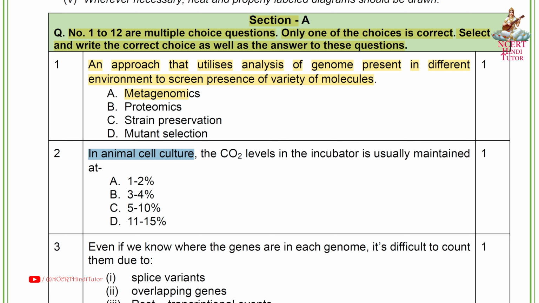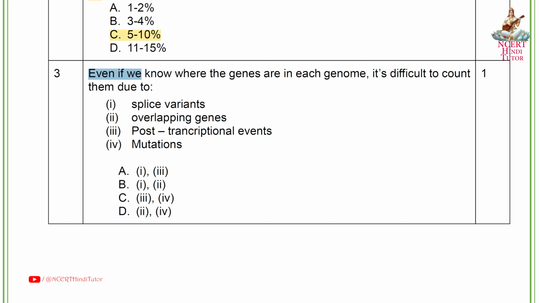Question 2. In animal cell structure, the CO2 levels, that is carbon dioxide levels, in the incubator is usually maintained at answer C. 5 to 10%. Question 3. If we know where the genes are in each genome, it's difficult to count them due to answer B. 1 and 2. One is splice variants and second is overlapping genes.